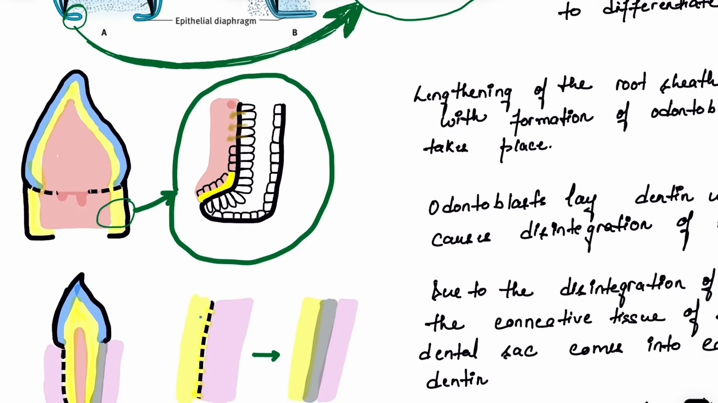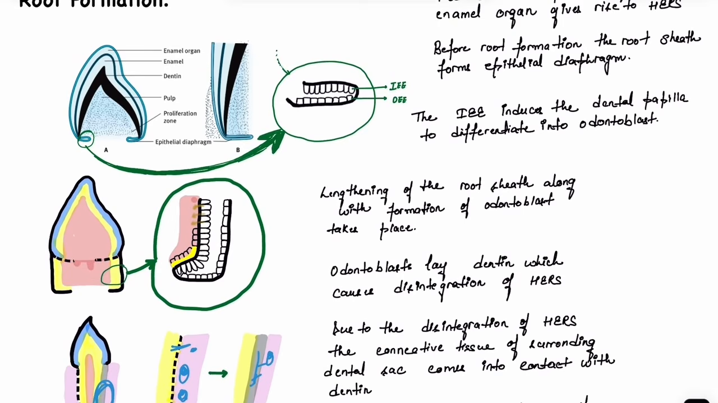So the dentine came in contact with this tissue, and the tissue started forming cementoblasts, and those cementoblasts started laying cementum in here, and now cementum is formed outside. So this is the whole process of how the root is formed.